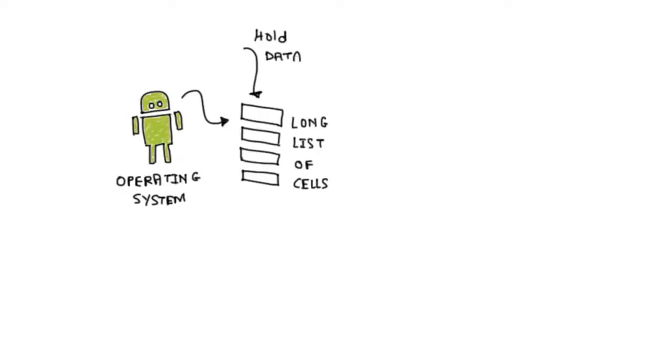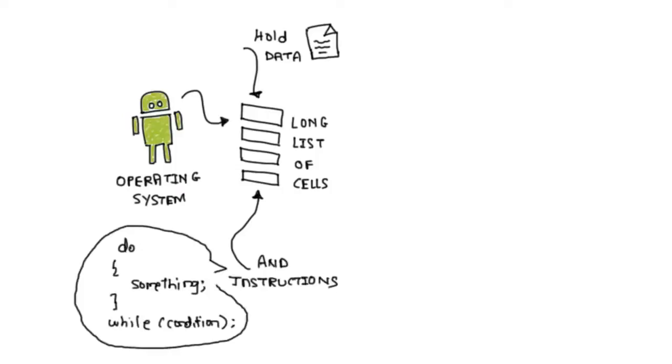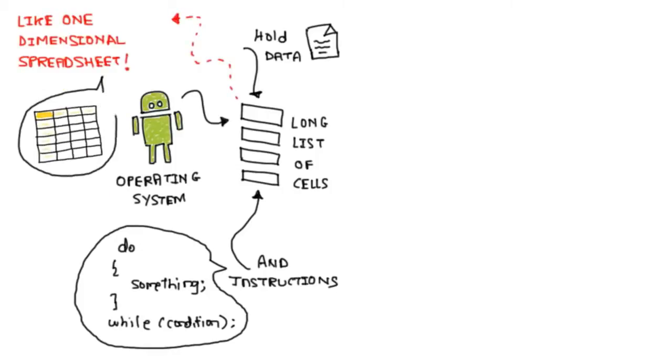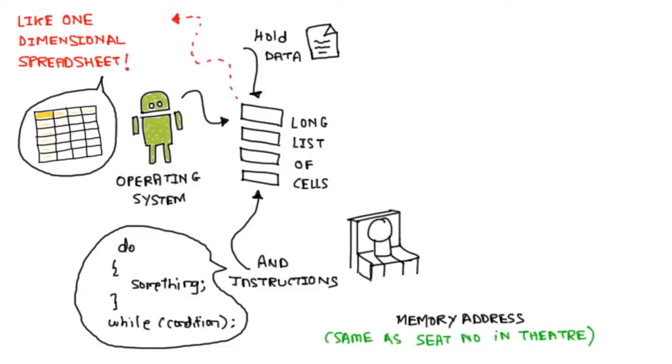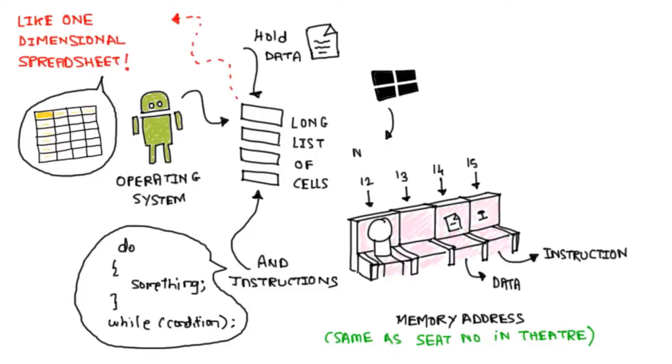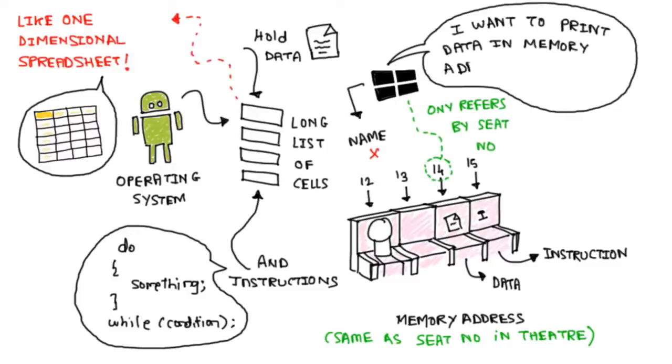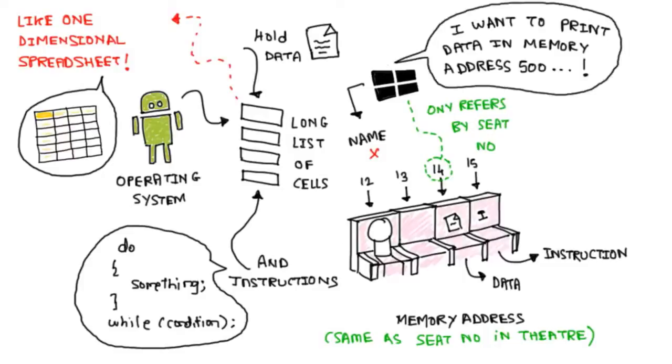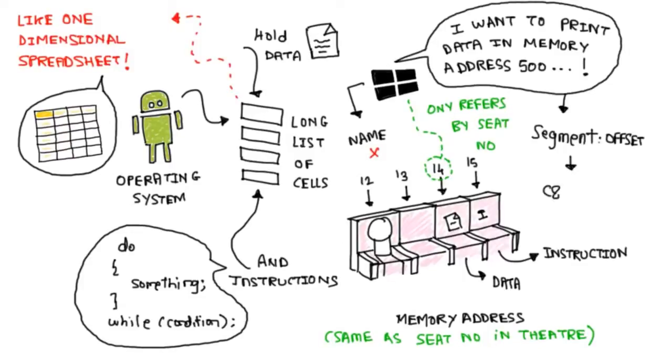An operating system relates to memory as a long list of cells that it can use to hold data and instructions, somewhat like a one-dimensional spreadsheet. Think of a memory address as a seat number in a theater. Each seat is assigned a number regardless of whether someone is sitting in it. The person sitting in a seat can be data or instructions, and the OS does not refer to the person by the name but only by the seat number. For example, the operating system might say, I want to print data in memory address 500. These addresses are most often displayed on the screen as a hexadecimal number in segment offset form.